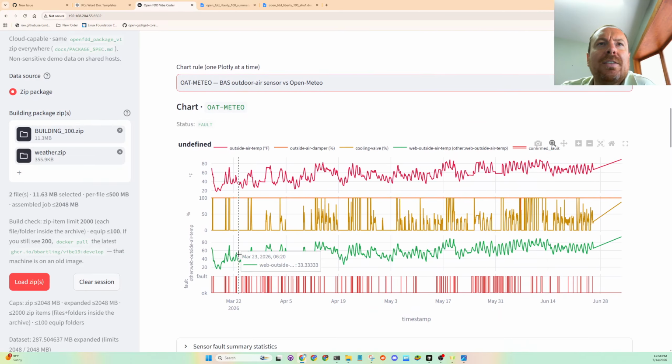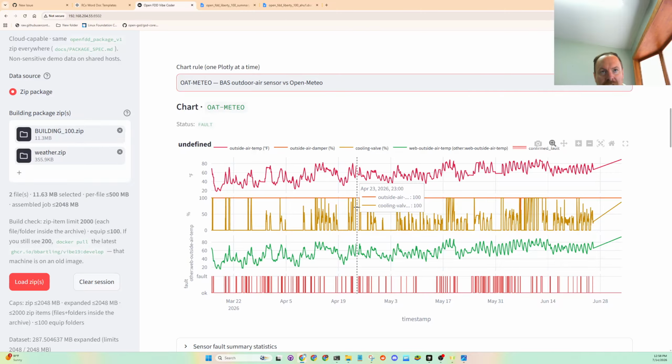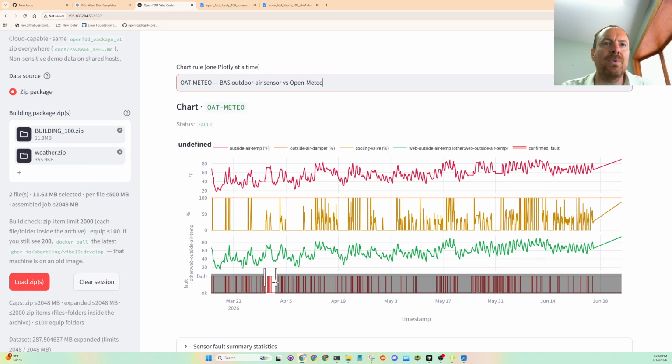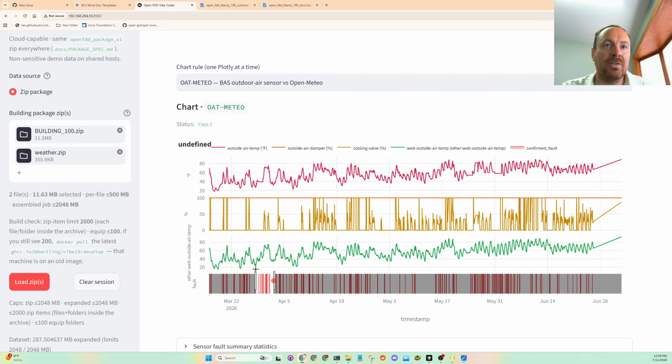So if we just look at, of course, now here's another problem. Okay, so I have a messed up chart. We needed to be plotting web weather outside air temp versus local on the same chart. And then our fault is actually when these are deviating from each other.